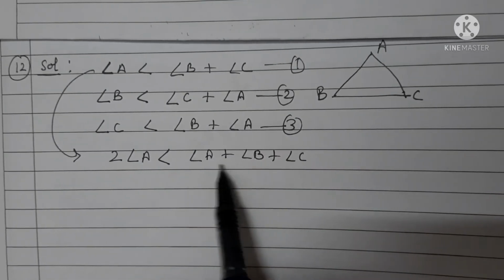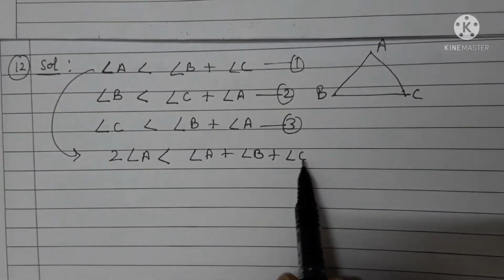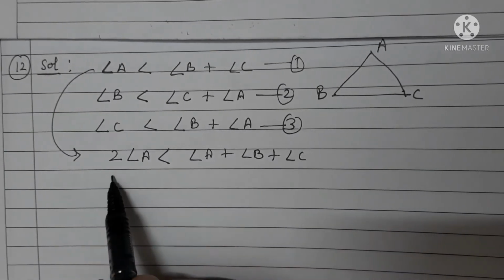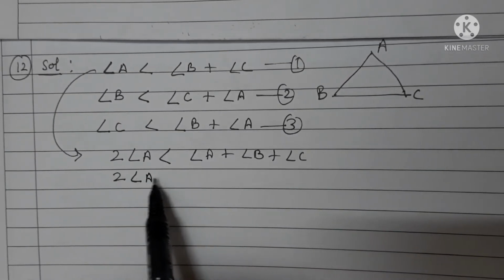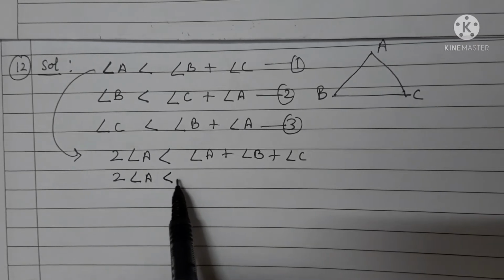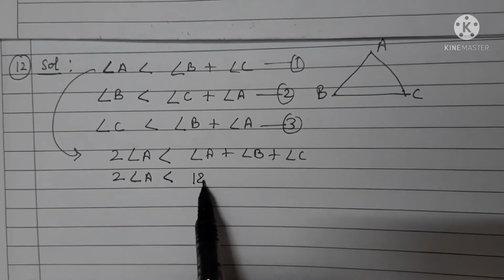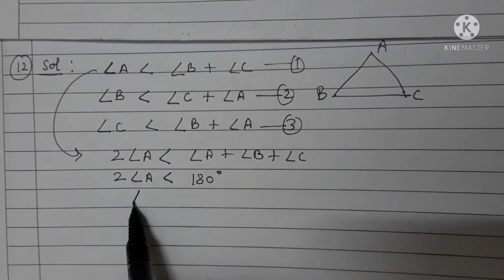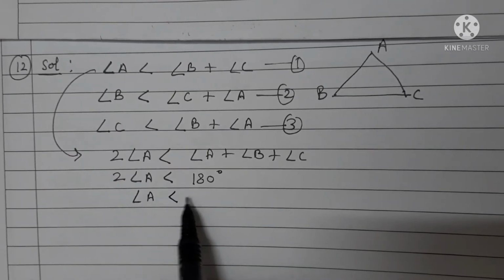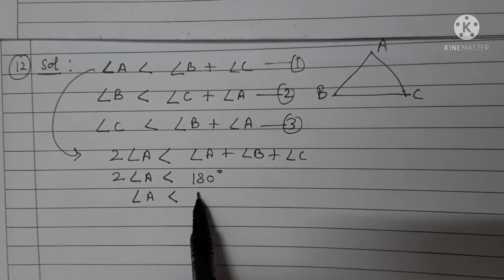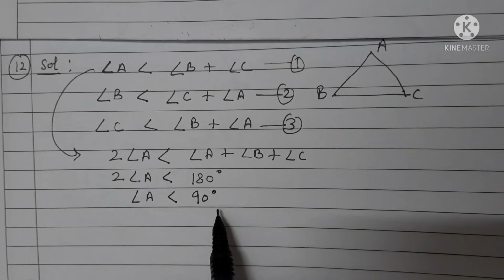So here you know the sum of these three angles will be 180 degrees. So you can write 2 times angle A is less than 180 degrees, or angle A is less than, divide this, so you will get 90 degrees.